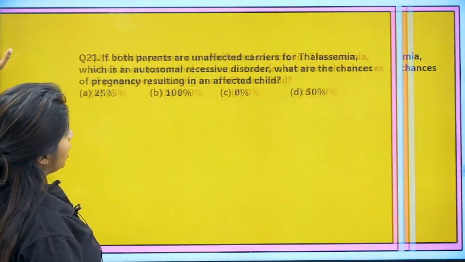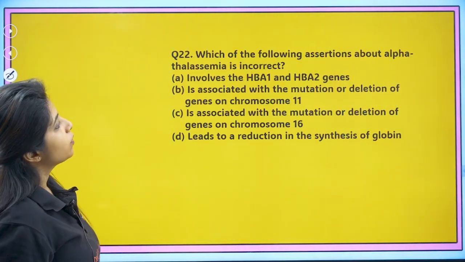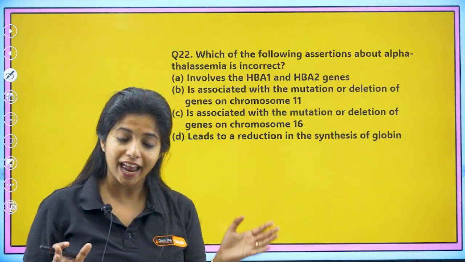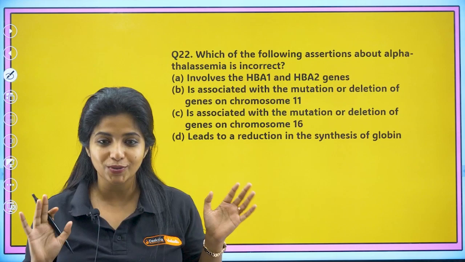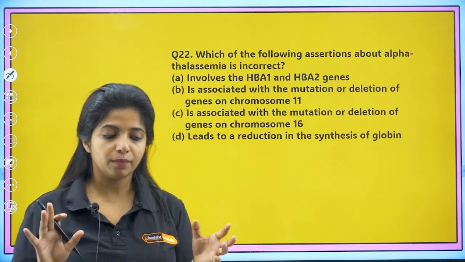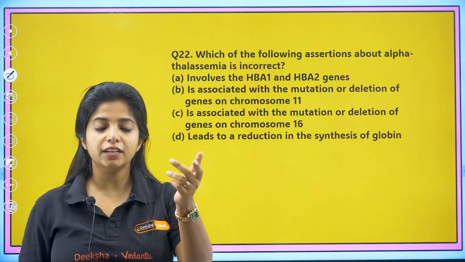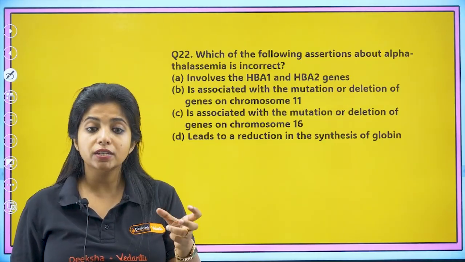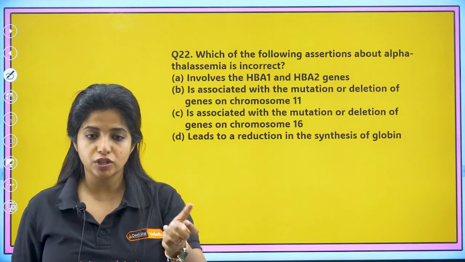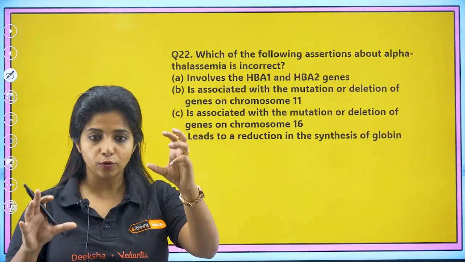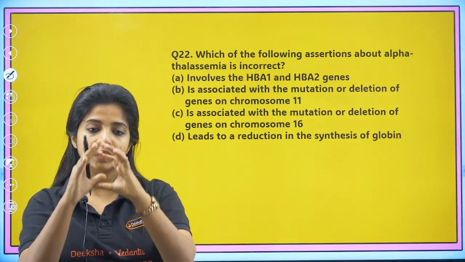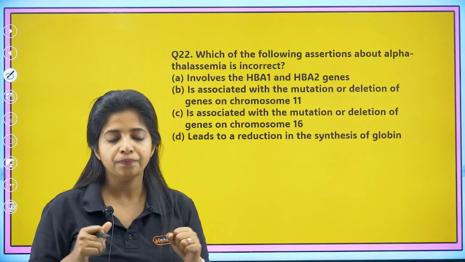Okay? Fine. Now, which of the following assertions about alpha thalassemia is incorrect? You know there is alpha thalassemia and beta thalassemia. Do you know that? Alpha thalassemia is linked with the genes which are getting affected, and these genes are responsible for alpha globin formation. Alpha globin is important for hemoglobin, and similarly you need beta globin chain for hemoglobin. Both the alpha and beta come together to form a hemoglobin molecule.